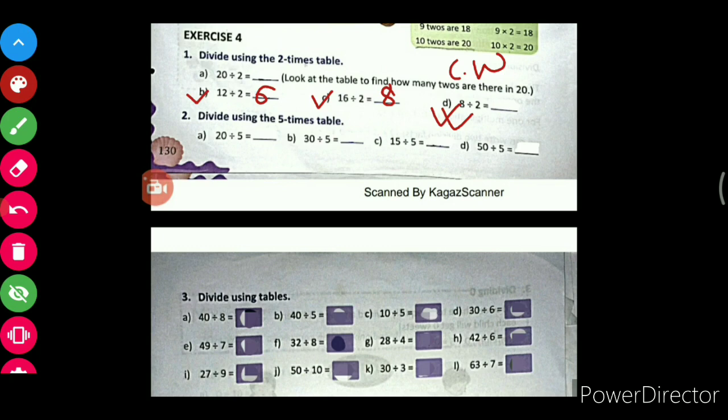This D you will do by yourself, and this one you have to do in your classwork copy. So this entire question you have to do in your classwork copy.